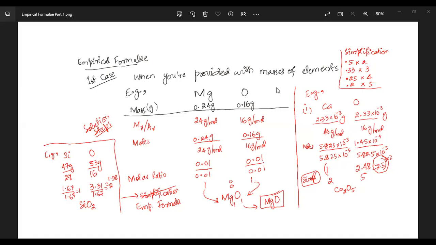What were your steps? You take the masses, you write the MR, you calculate the number of moles by dividing mass over molar mass, you get the molar ratio. If needed, you can simplify it, or you can simply put it as the subscripts of those elements, getting your empirical formula. Now, the simplification step might be required if you don't end up with whole numbers at the end of the molar ratio and you still get decimals, and then you will require simplification. The rules of simplification are written over here. Then we did a couple of examples to understand what the formulas are going to be.